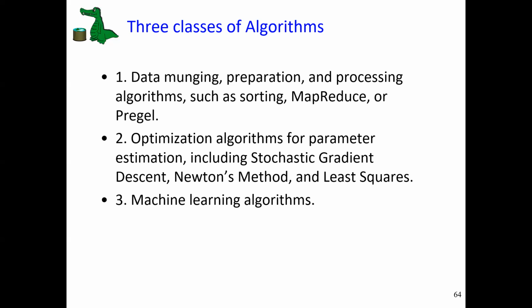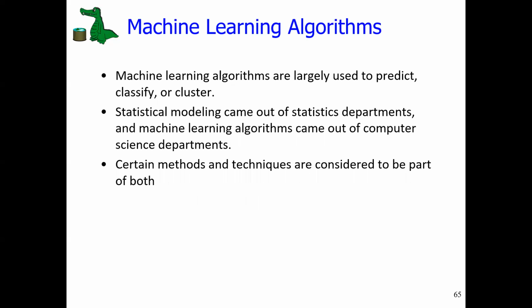And the third category of algorithms is the machine learning algorithms. Machine learning algorithms are largely used to predict, classify, or cluster. In our previous classes, we studied modeling. Modeling could be used to predict or classify. When we talk about modeling, it is statistical modeling or machine learning algorithms.